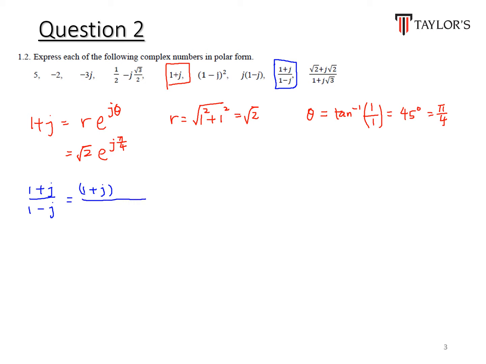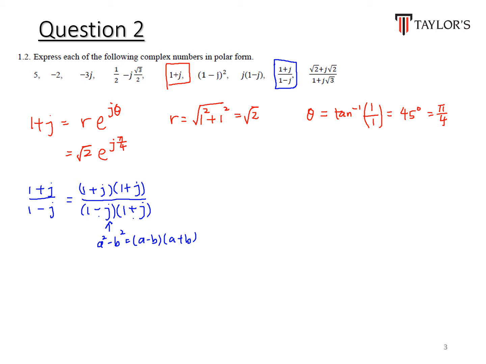So let me illustrate here. 1 minus j. In order to get rid of this j, we multiply it by 1 plus j, so that we can make use of the formula a square minus b square equals a minus b times a plus b. So you see this one is a minus b and this is a plus b. So on top you should multiply by exactly the same thing. These two must be the same. I shouldn't confuse you with this arrow, but you have to remember these two should be the same.